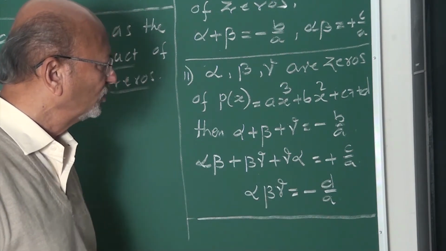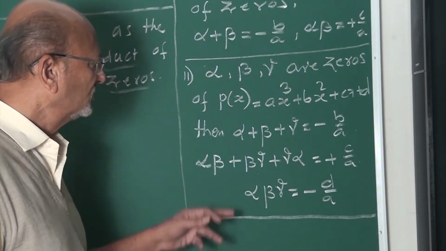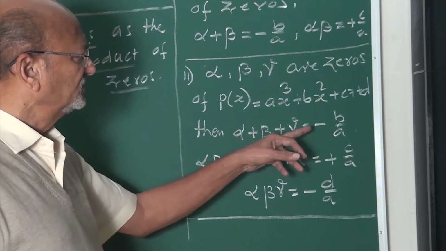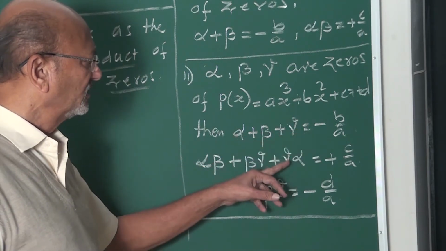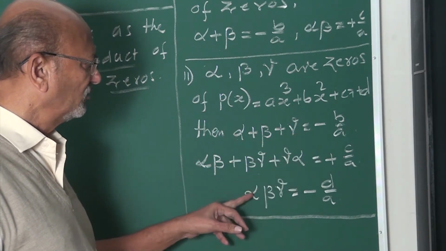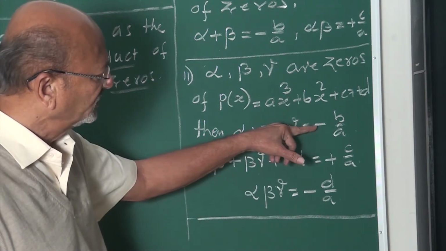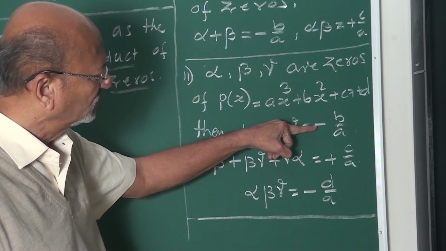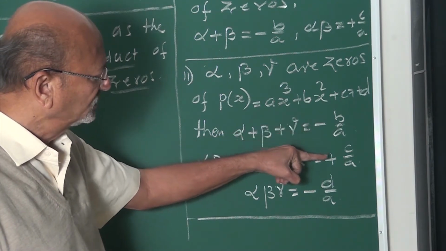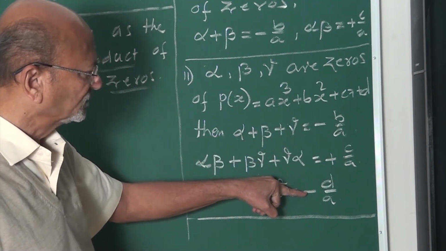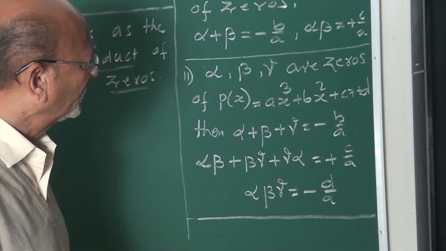My friends, I don't want to tell repeatedly, you know now. Sum of the zeros, what is it? Minus b by a. What is this? c by a. What is this? Minus d by a. What is your observation? It starts with a negative sign, and the sign changes alternately: minus, plus, minus. Yes, my friends, even you can very well remember.